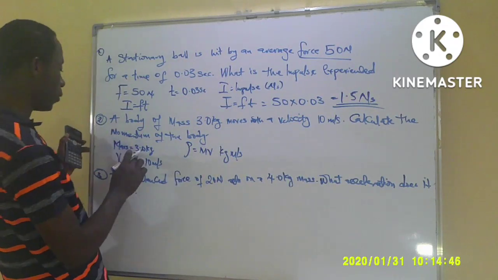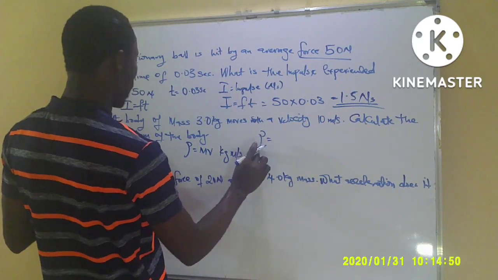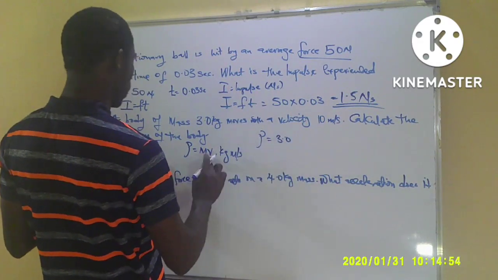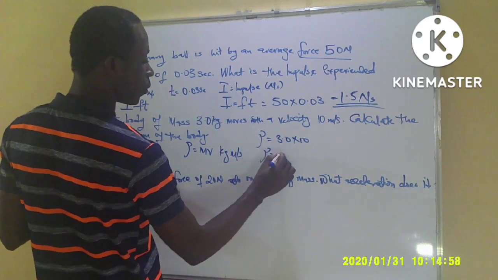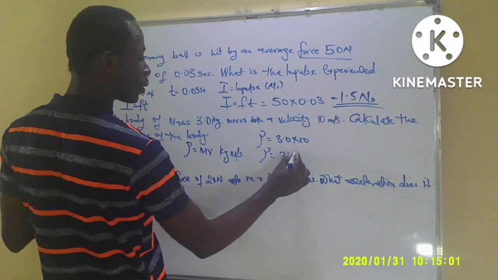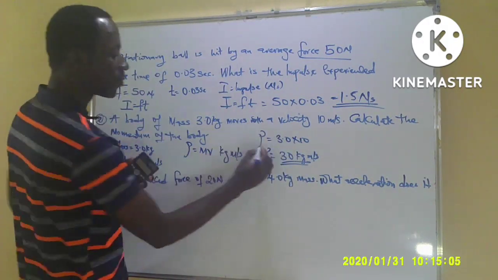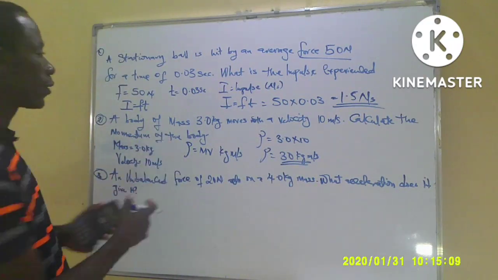So let's put in the values. The momentum p equals 3.0, which is the mass, times the velocity, 10. So 3 times 10 is equal to 30 kilogram meter per second. Very, very simple. I told you, just understand the formula and grab it.